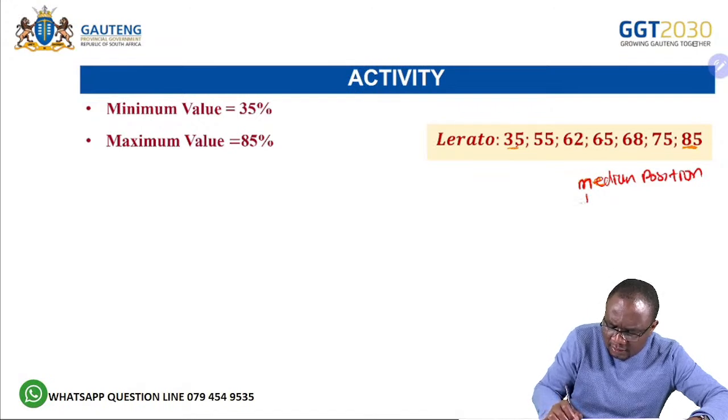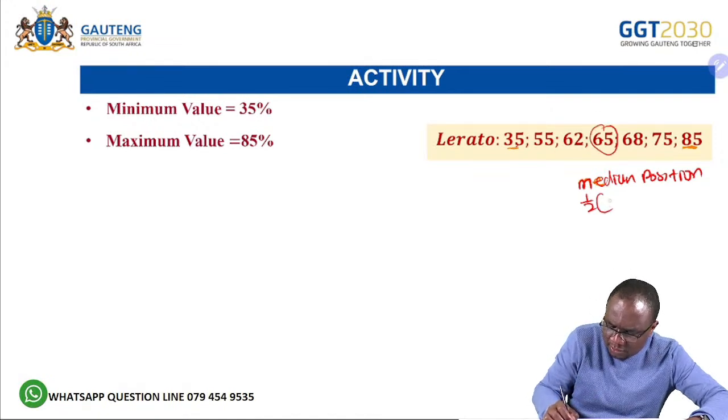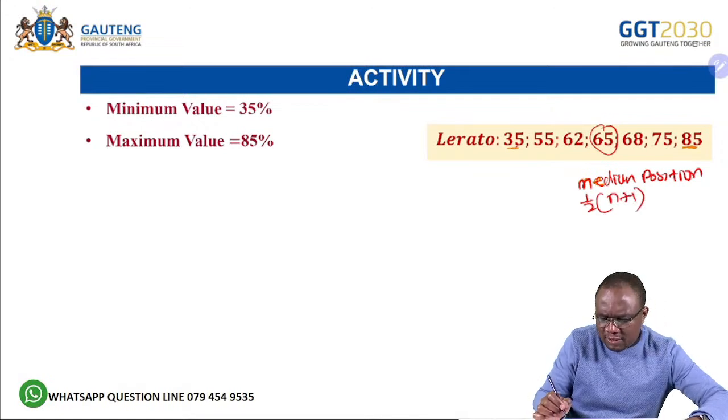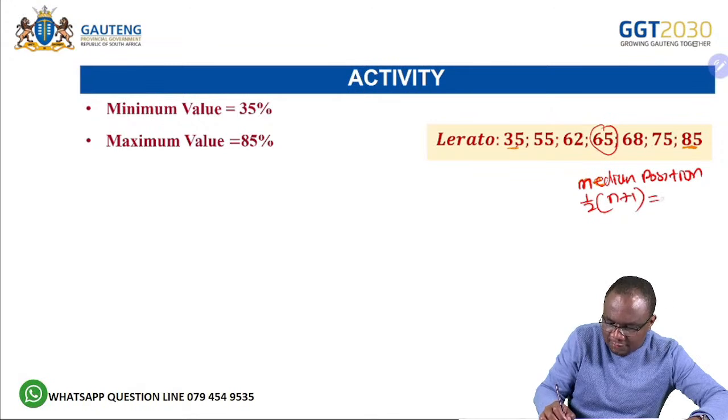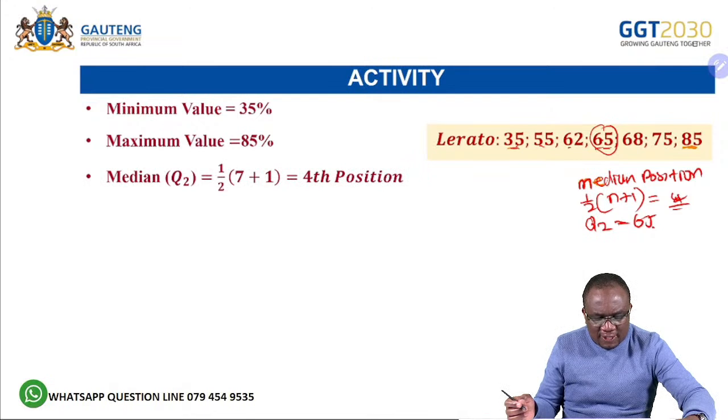Right. But this one you can clearly see where the median is, isn't it? We did this also. Okay, I'm just reminding you on using the formula n plus 1, which is 7 plus 1. 7 plus 1 is 8. 8 divided by 2 is 4. So it's position 4. So it means the median is 1, 2, 3, 4. The median here, Q2, is going to be 65. Okay, we've done this before. So now that's the median then.